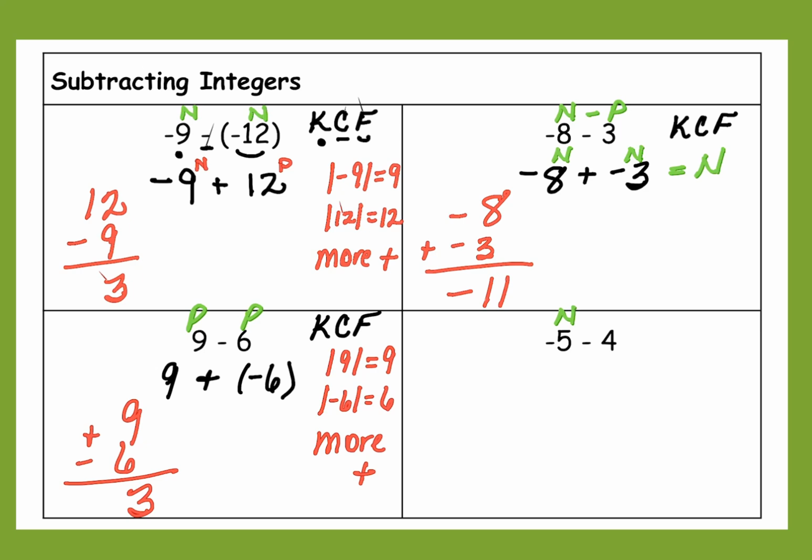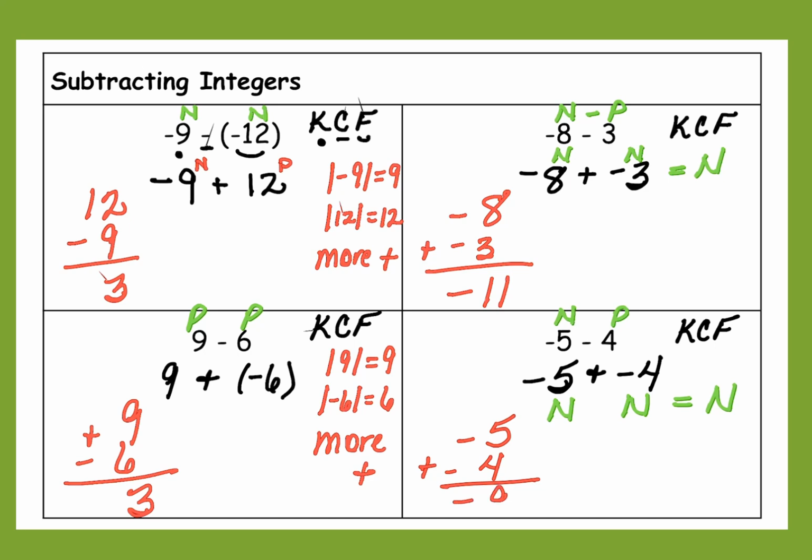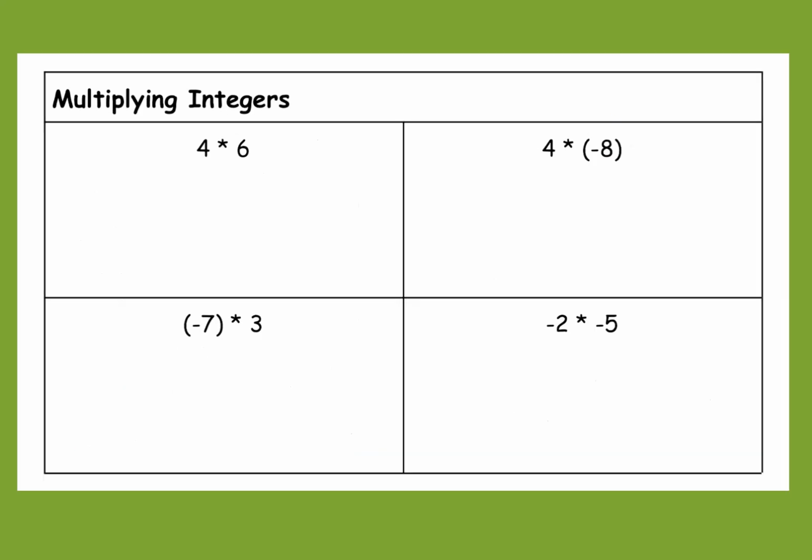Next, we have negative 5 minus a positive 4. Let's change this to an addition problem by using keep, change, flip. Keep the negative 5 the same, change the subtraction problem to an addition problem, and flip that positive 4 to a negative 4. Now we have negative 5 plus negative 4. A negative plus a negative is more negative, so let's add the values together and keep the negative sign. Negative 5 plus negative 4 is equal to negative 9. Pause the video and make sure that you have everything written down in your guided notes.